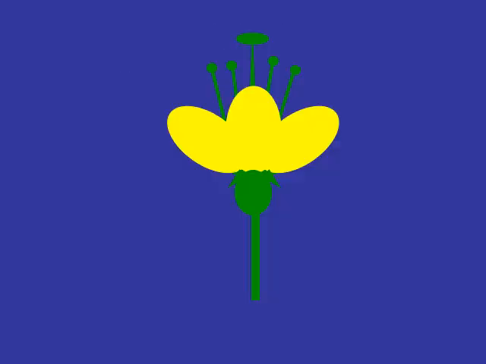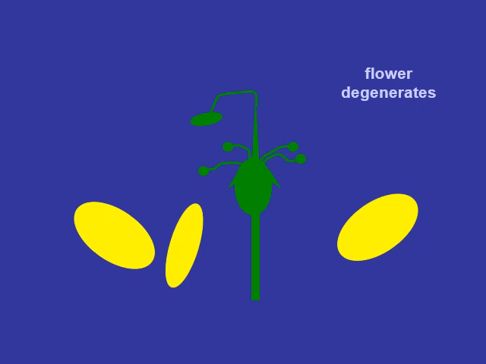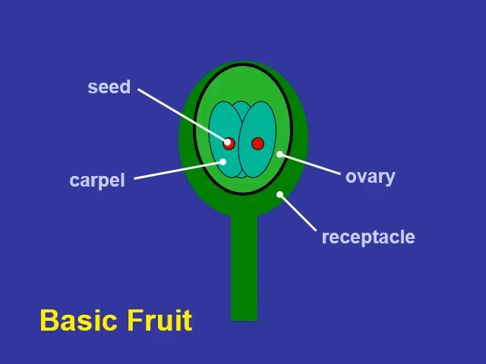Here's our flower again. Petals fall off, flower starts to degenerate, and yeah, that's part of life of a flower. It's not supposed to last forever. It's supposed to degenerate once the ovum is fertilized. Its job is almost done now, because now it just needs to grow the baby, or the seed on the inside of the ovary. So here we have the ovary after everything's fallen off of it.